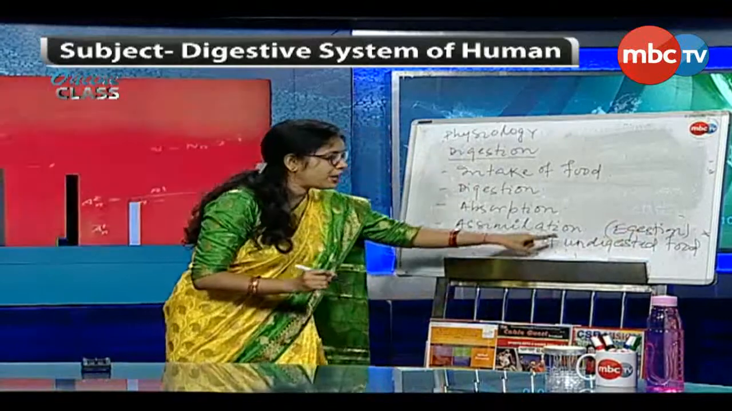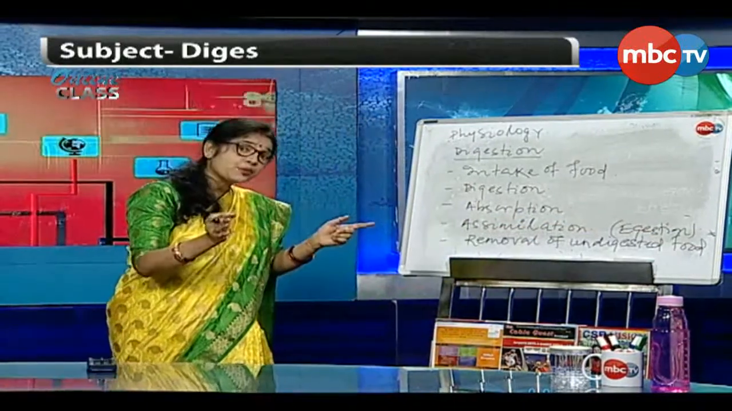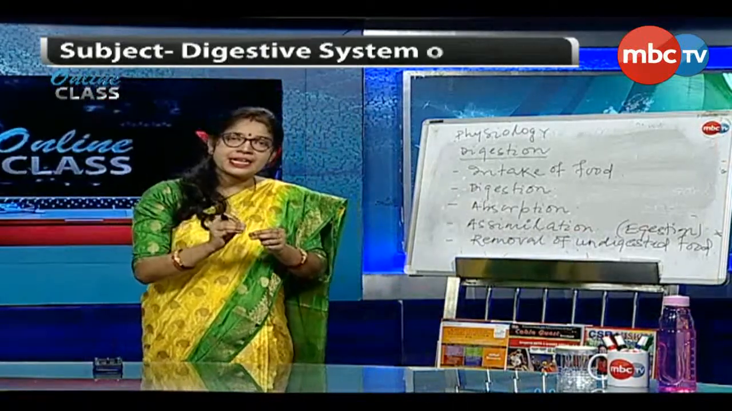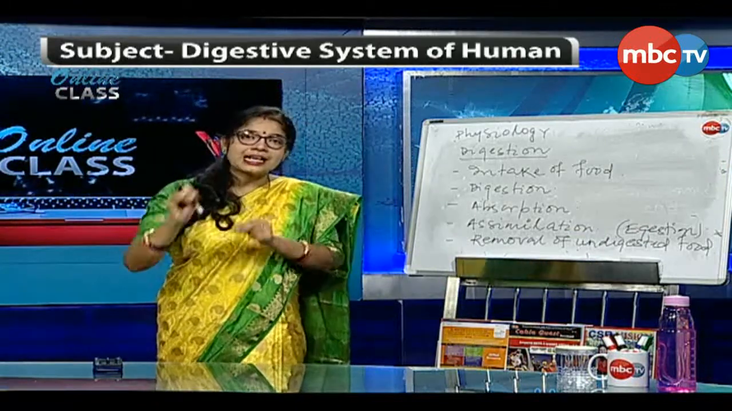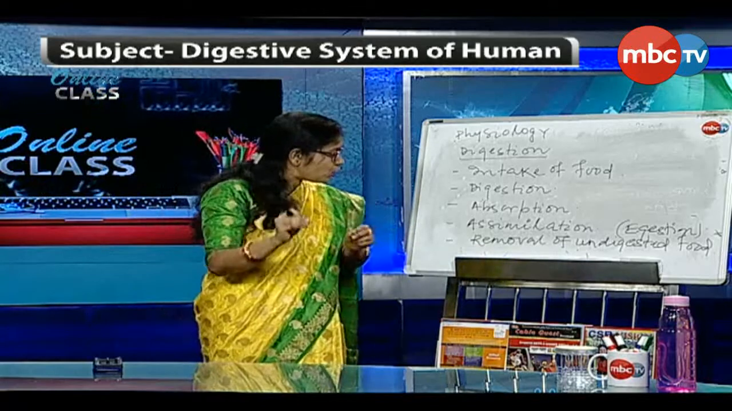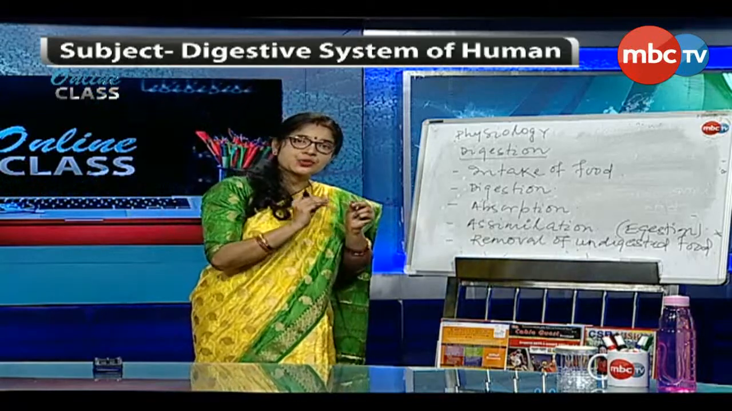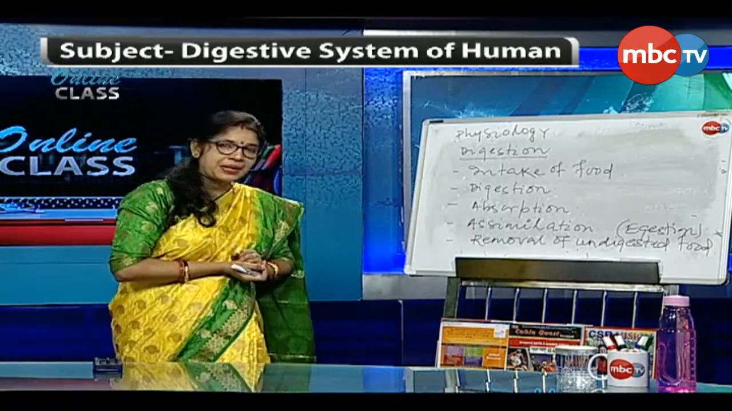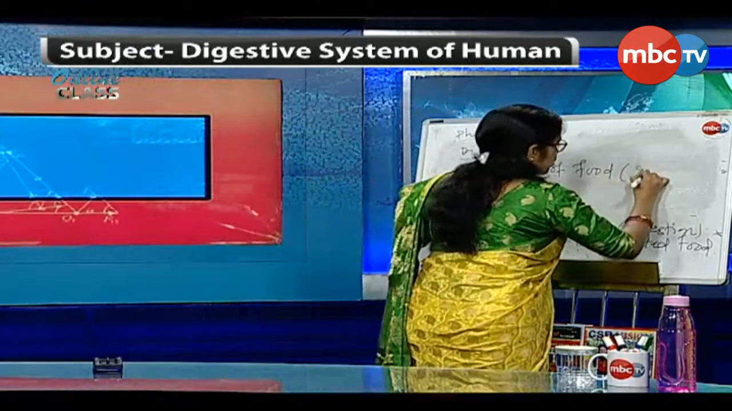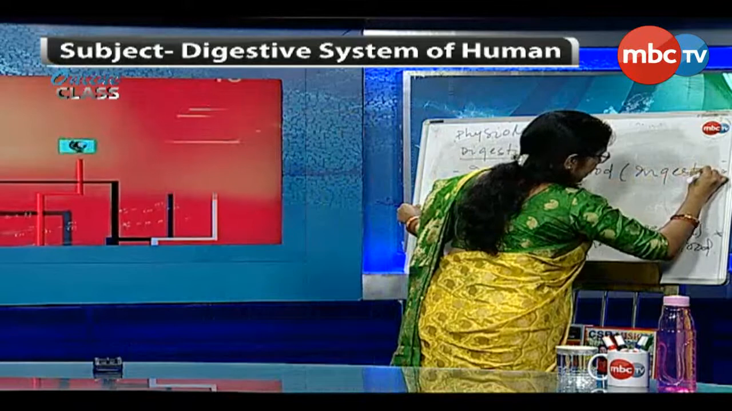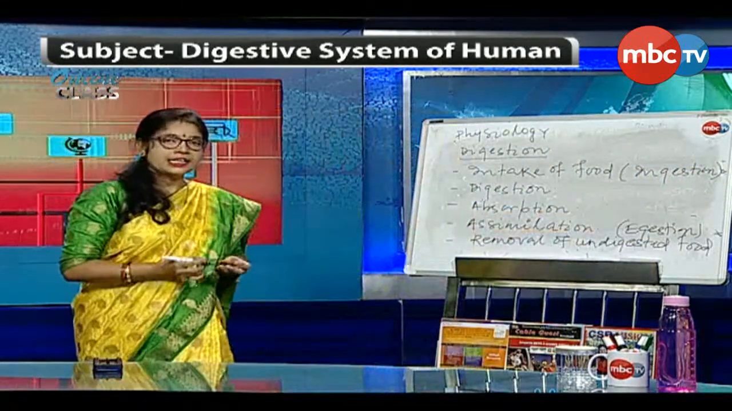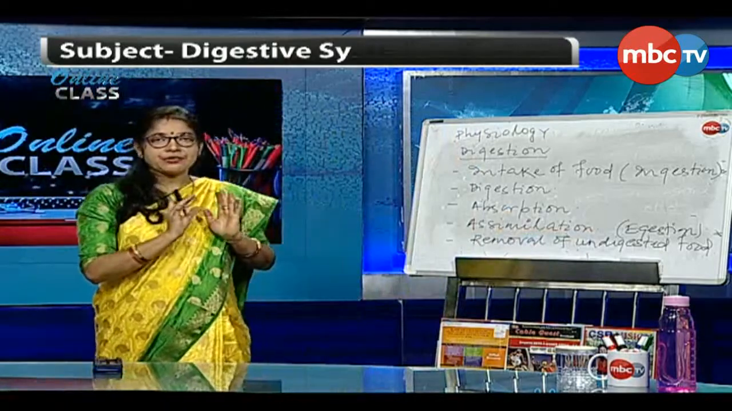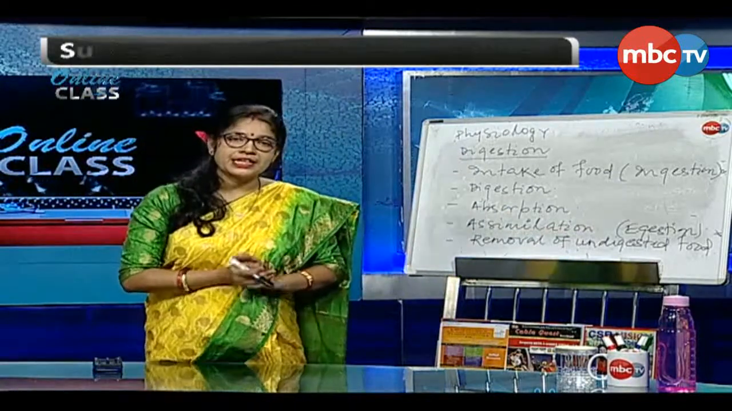Egestion means the removal of the undigested food material. So, from which opening the undigested food materials are eliminated? That is from the anus. So, the alimentary canal which ends with anus has an opening, and that is the opening through which the food materials which are not digested are removed from the body in the form of fecal matter. So, the intake of food is also known as ingestion, and the elimination of the food material is also known as egestion. In this way, the complete process, that is the physiology of digestion, is completed within the body of human.